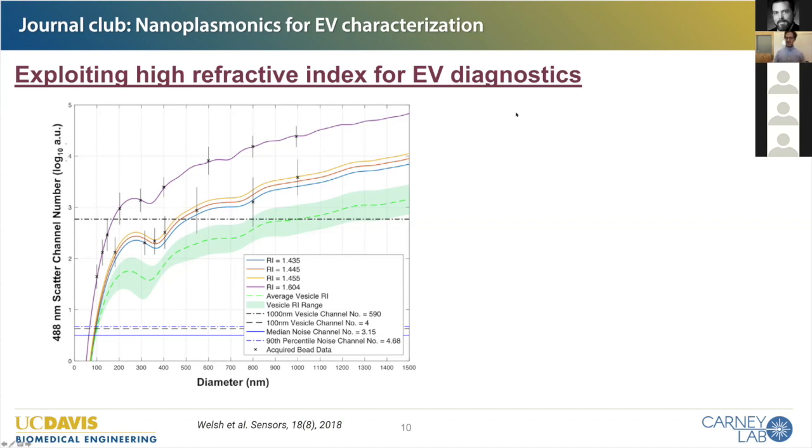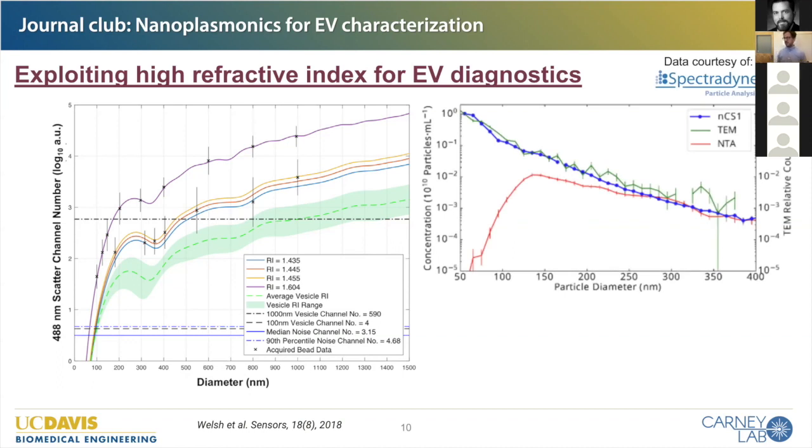And this really has led to this classic artifact in the EV field, where EVs have been reported to have this mode in diameter around 120 nanometer, as you can see here in the red in the NTA graph on the right. But this just isn't true. Many orthogonal non-light scattering methods of EV sizing that are capable of seeing much smaller aren't limited by refractive index, for example. They show that the log concentration increases linearly down to 50 nanometer and even smaller.